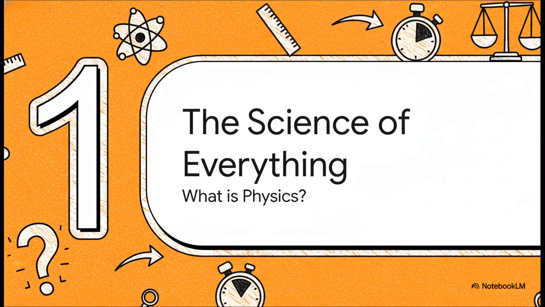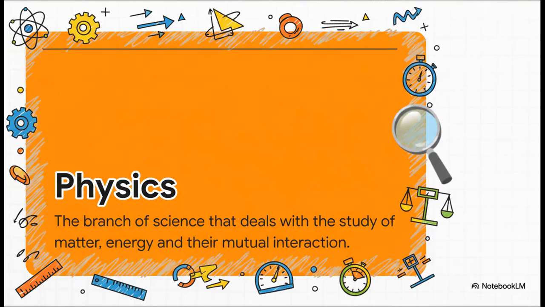Okay, so our first step in learning this new language, we've got to understand what it's even about. What exactly is physics? So at its very core, physics is the study of two things: matter, which is basically all the stuff in the universe, and energy, which is what gives that stuff the ability to, well, to do things. But here's where the real magic happens. It's all about how they interact with each other. It's really the ultimate story of cause and effect, and it plays out on every single scale you can possibly imagine.